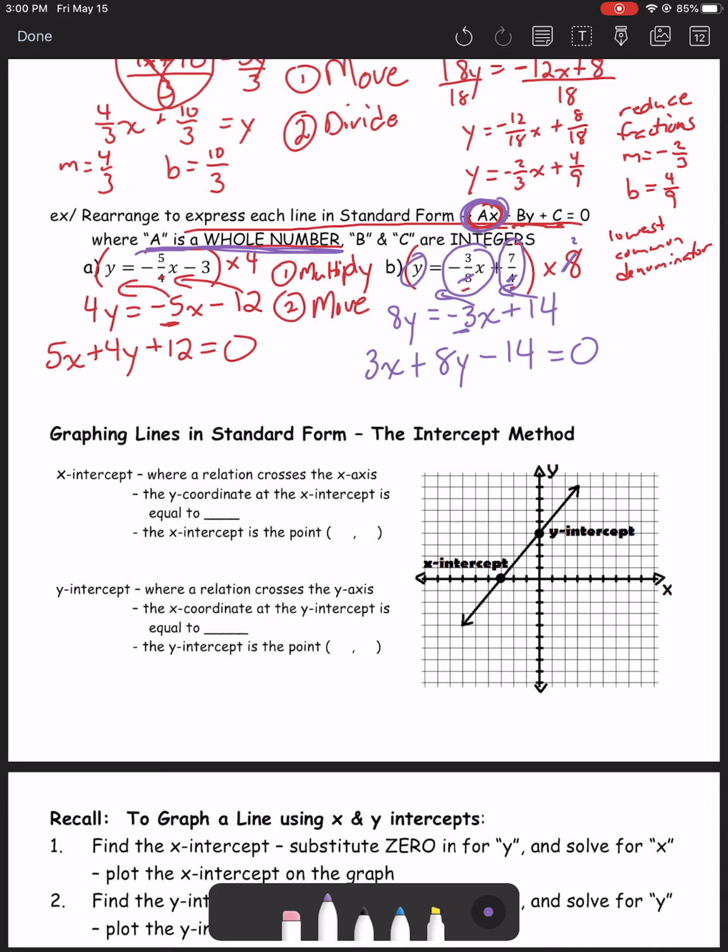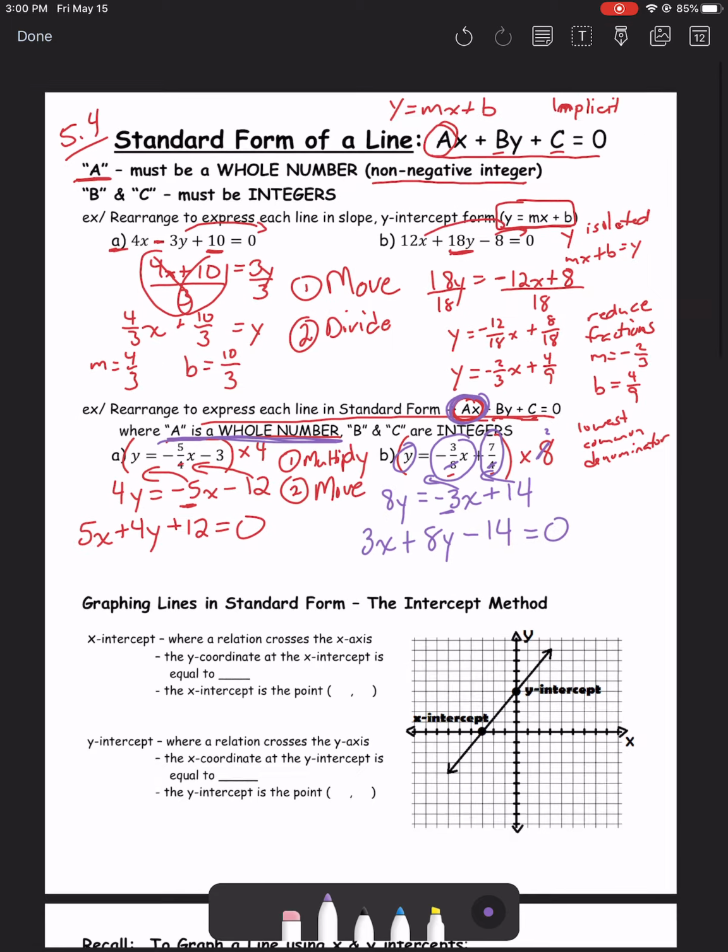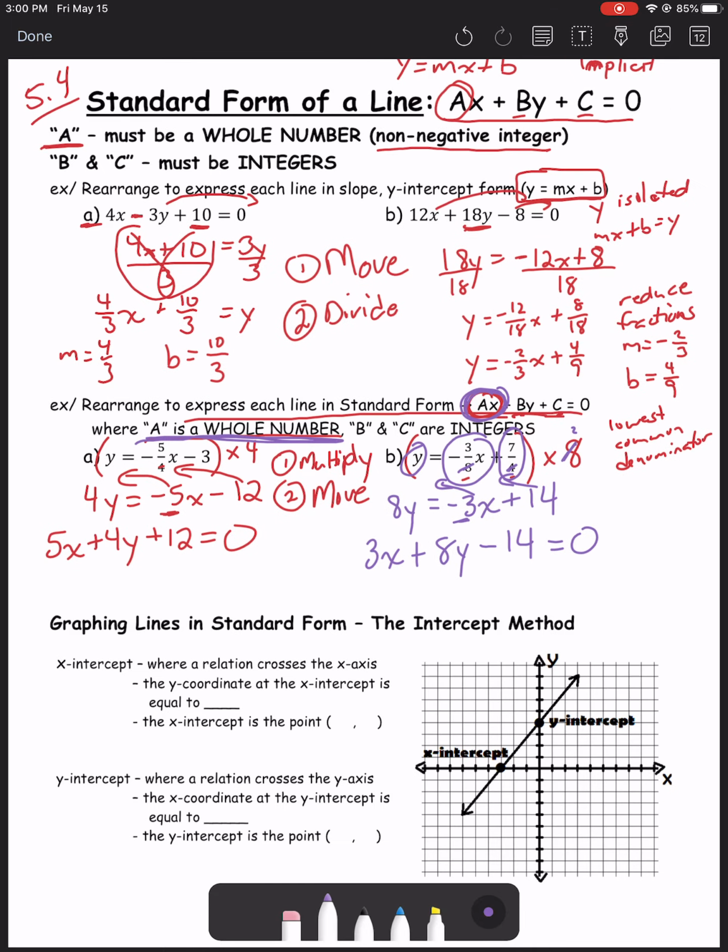Okay, so that's how you change from one form to another, from standard form to y equals mx plus b form, or from y equals mx plus b form, or slope y-intercept form, to standard form.